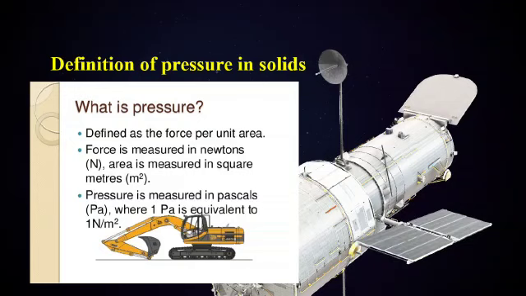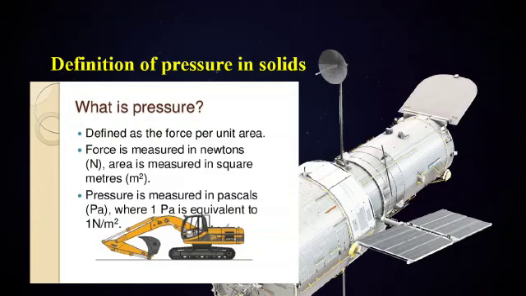You can take any area and apply force on that area. Say, for example, you have a page, a copy page, and you are applying your thumb on that page. That contact area is the surface on which you are applying pressure. So when you divide the force applied by you by the contact area, you will get pressure. The next point is force is measured in newtons, area is measured in square meters.